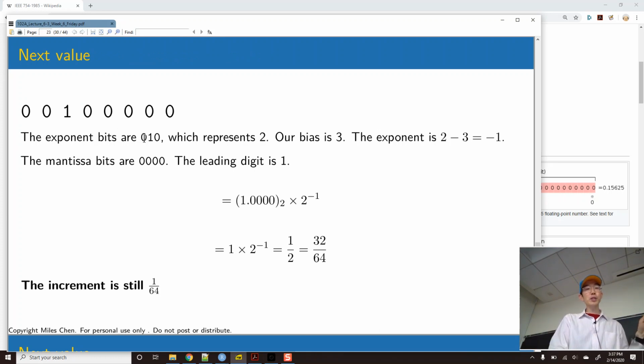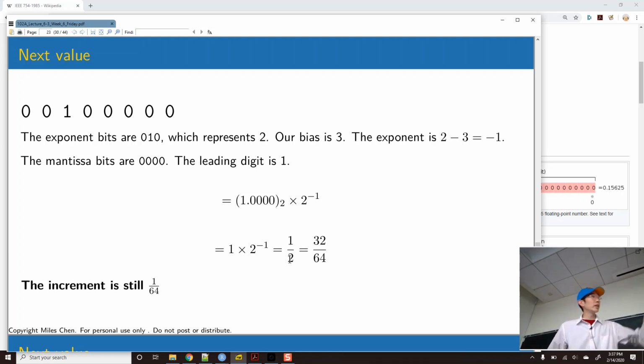The exponent bits are 0, 1, 0, which is 2. Our bias is 3, as normal, and the exponent is 2 minus 3, negative 1. The mantissa bits are 0, 0, 0, 0. The leading digit is 1. So I've got 1 times 2 to the negative 1, which is 1/2. 1/2 is equal to 32/64. So I've basically just incremented by 1/64 here.